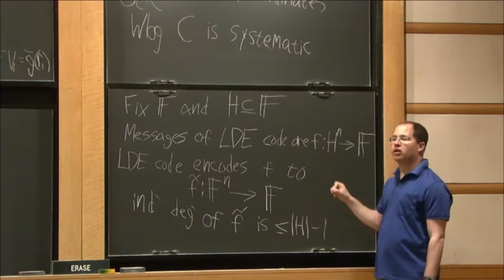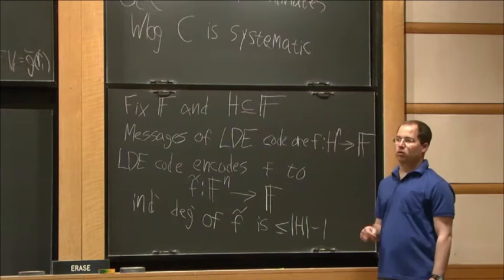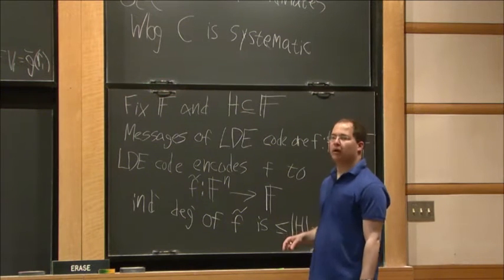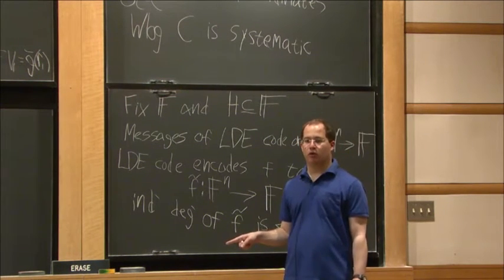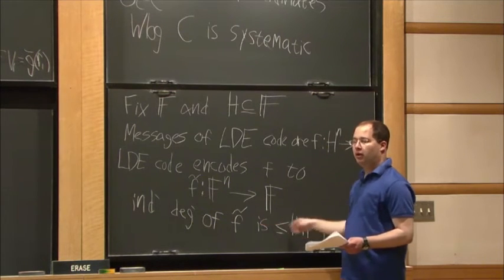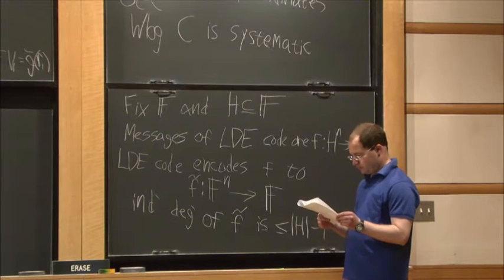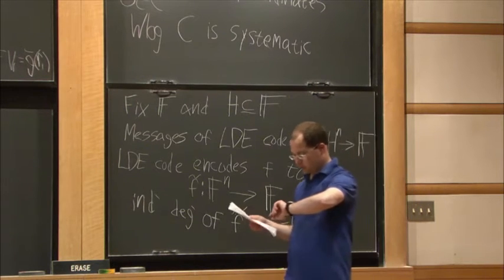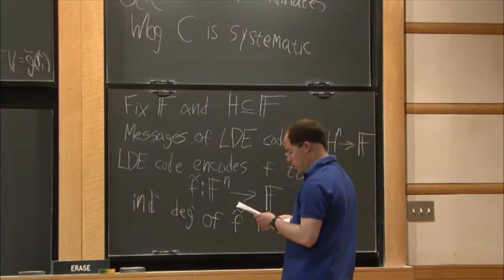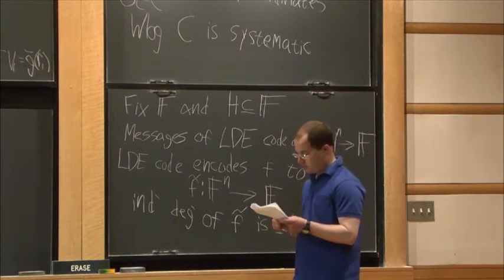If you would like, this LDE code is a systematic version of Reed-Muller code. The individual degree is the maximal degree of a single variable in the polynomial. So every variable in f tilde has degree at most h minus 1. Again, we call f tilde the low degree extension of f.